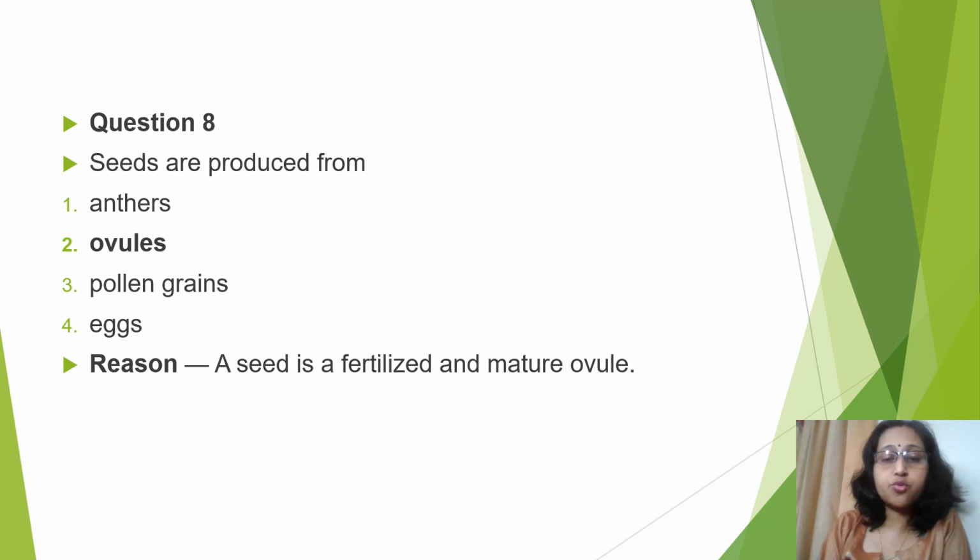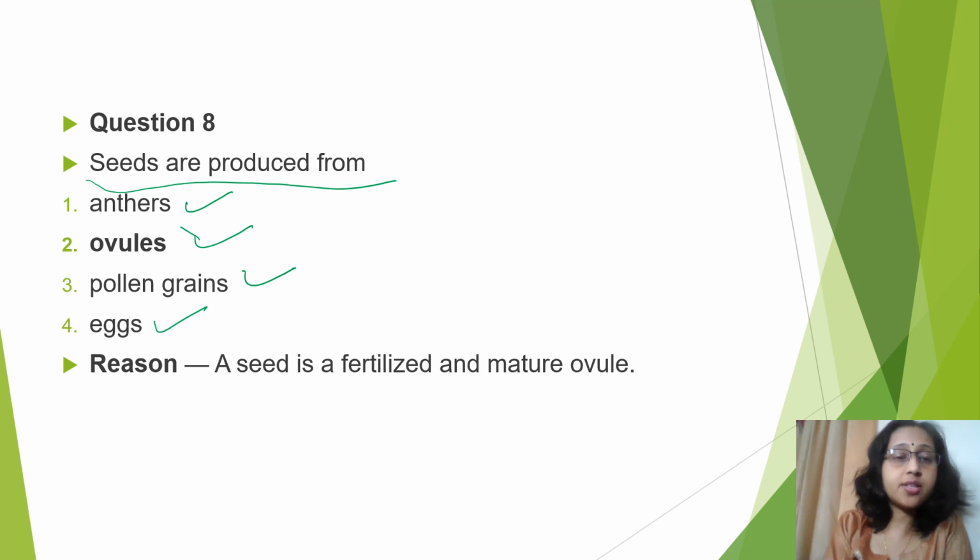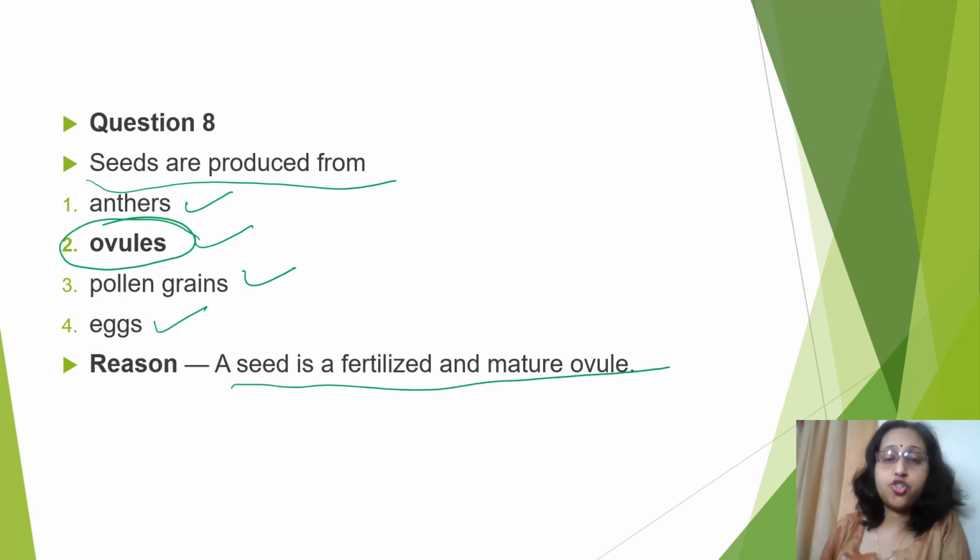Now here comes question number 8. Seeds are produced from anthers, ovules, pollen grains or eggs. So the answer, we all know, is ovules. The seed is a fertilized and matured ovule and fruit is a matured ovary. Just now in the 2 questions before we have discussed this. So seeds are produced from ovules, right?